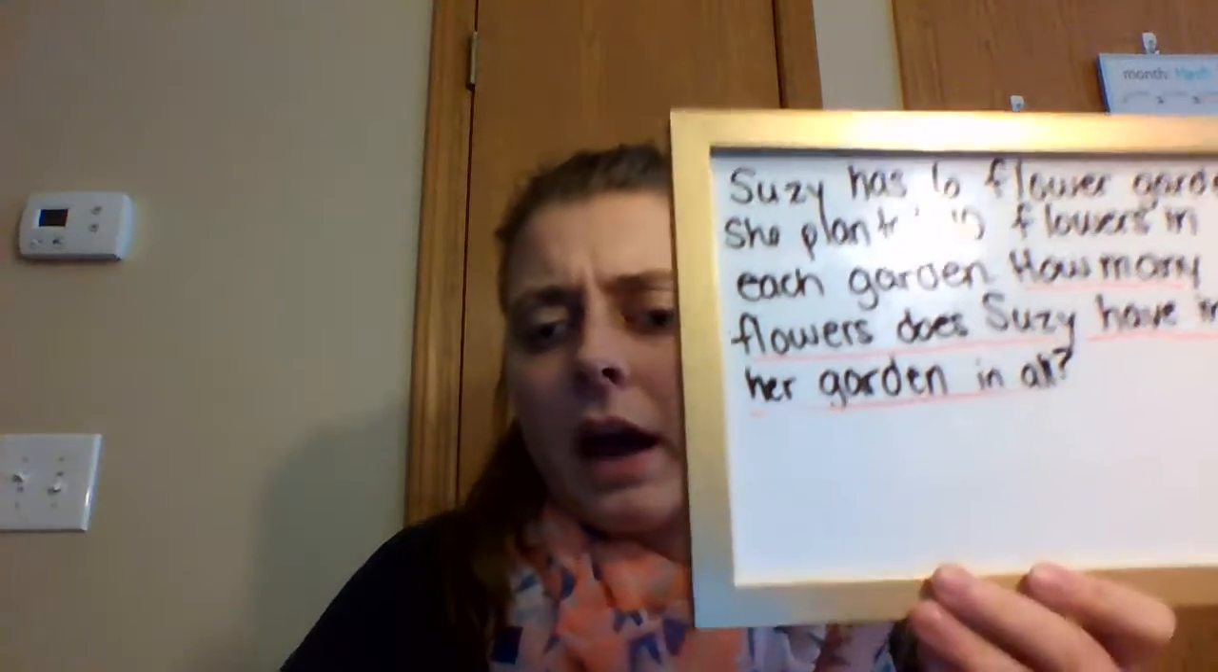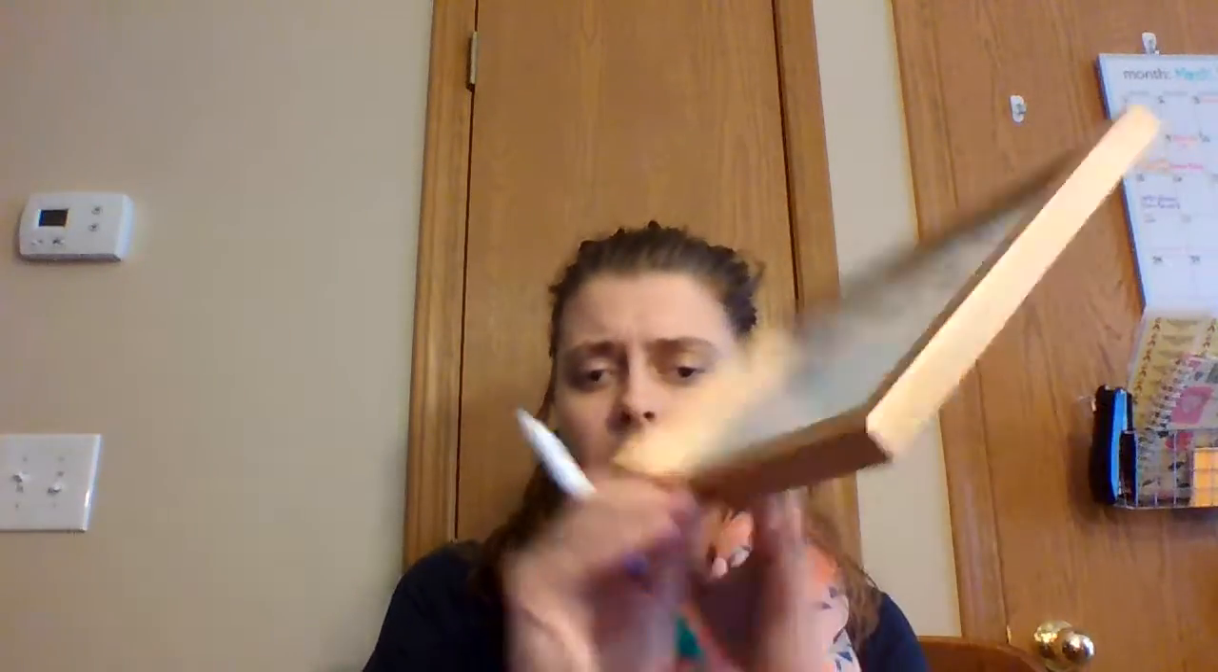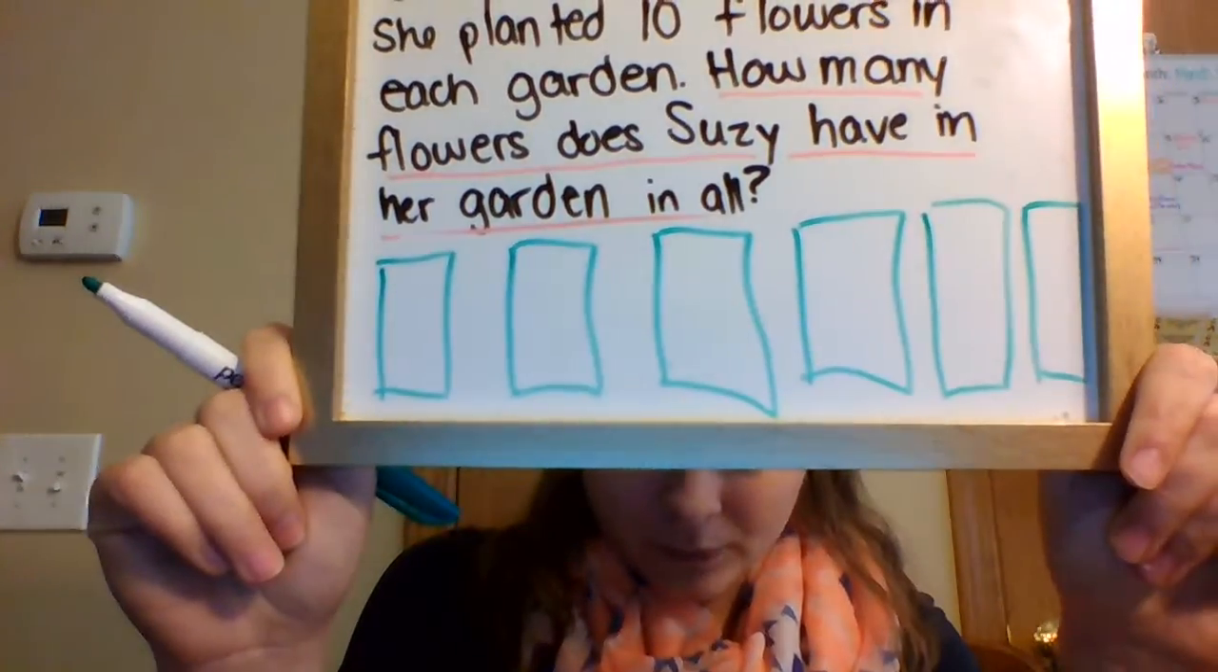Back to our problem. How many flowers does Susie have in her garden in all? She has 6 flower gardens. So I'm going to draw a picture of this to help me figure out what it wants me to do. And feel free to pause the video and do this on your screen as well, or on your paper. Take the time to do what you need to do. So there's her 6 flower gardens. Okay? It says she planted 10 flowers in each garden.